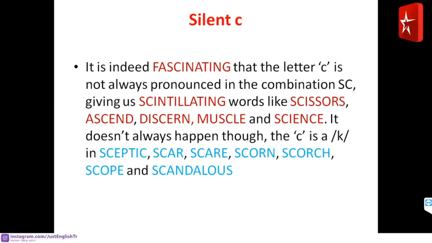Okay, if you say the S and C combination at the beginning of the word, or in the middle of the word, keep in mind it is pronounced like S. Scintillating, scissors, ascend, discern, muscle, and science. Okay, so it doesn't always happen though. C is like a skeptic, but these words are exceptions.